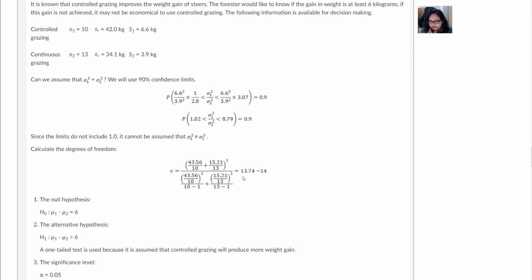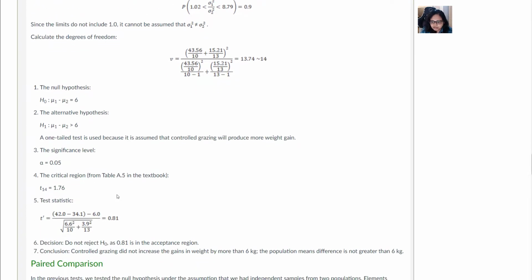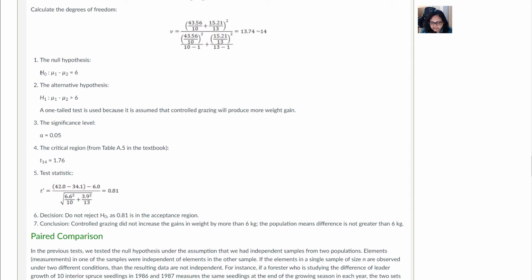So whenever we find the 13.74, we cannot use it in the t table. You need to find the whole number. So we found the whole number, and then we use that in our hypothesis testing. You can see that we first said what would be the null hypothesis and alternative hypothesis. Be careful in here. We see that it's actually more than 6. That means it's actually a one-sided test.